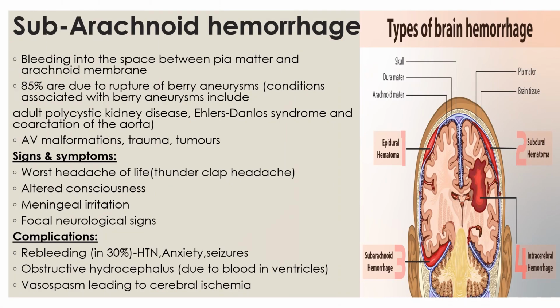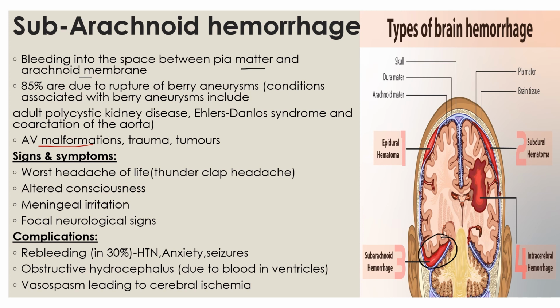Subarachnoid hemorrhage occurs when there is bleeding into the space between the pia mater and the arachnoid membrane, as shown over here. This occurs when there is rupture of the berry aneurysms mostly. Berry aneurysms are associated with multiple conditions like adult polycystic kidney disease, Ehlers-Danlos syndrome, and coarctation of aorta. It can also occur due to arteriovenous malformations, traumas, or tumors.